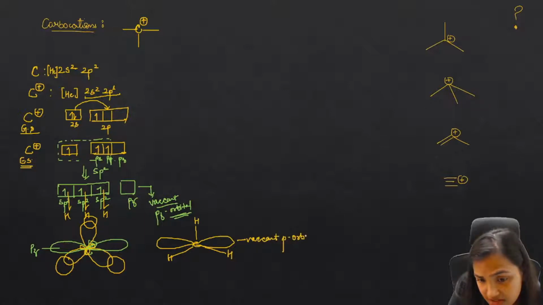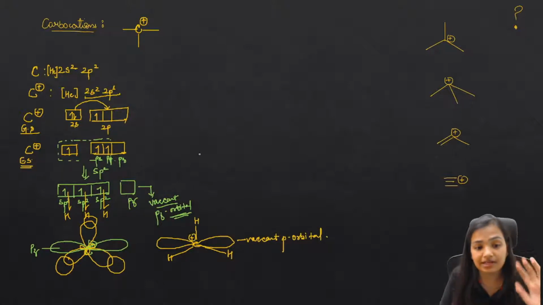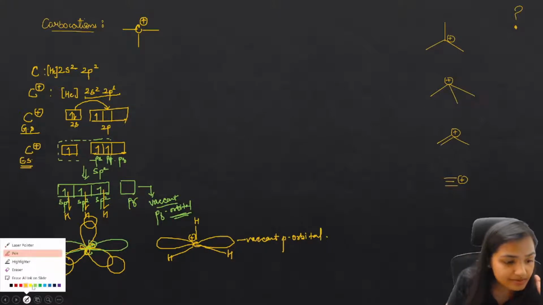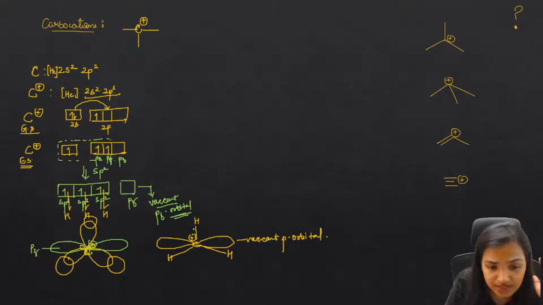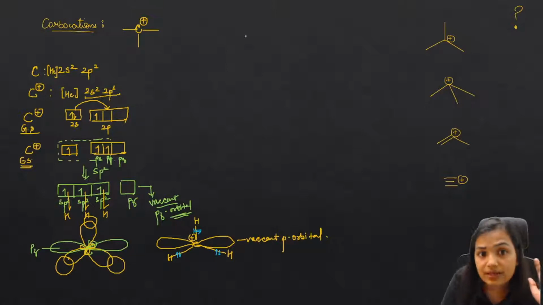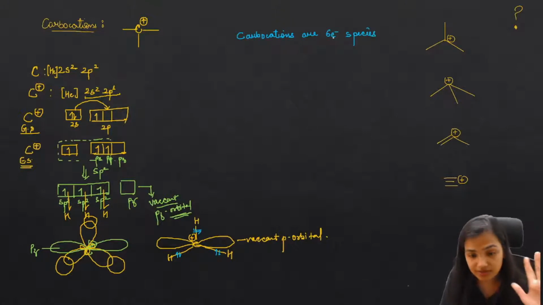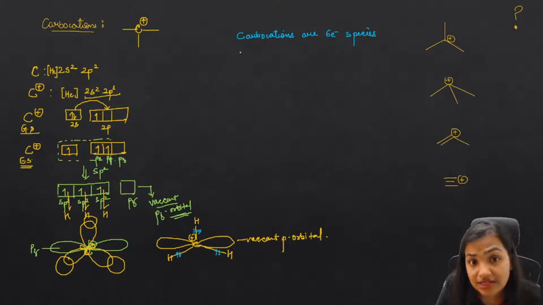By this, what you will understand is that carbocations are usually 6 electron species. Why am I saying 6 electron species? As we can simply see, here we have 1, 2, 3, 1, 2, 3, 4, 5, 6. We have only 6 electrons. So we can say that carbocations are 6 electron species. Their octet is incomplete.